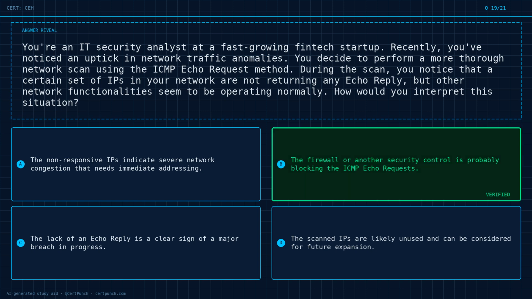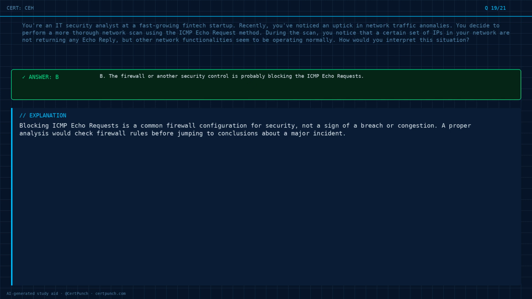The answer is option B. Exam logic. Blocking ICMP echo requests is a common firewall configuration for security, not a sign of a breach or congestion. A proper analysis would check firewall rules before jumping to conclusions about a major incident.